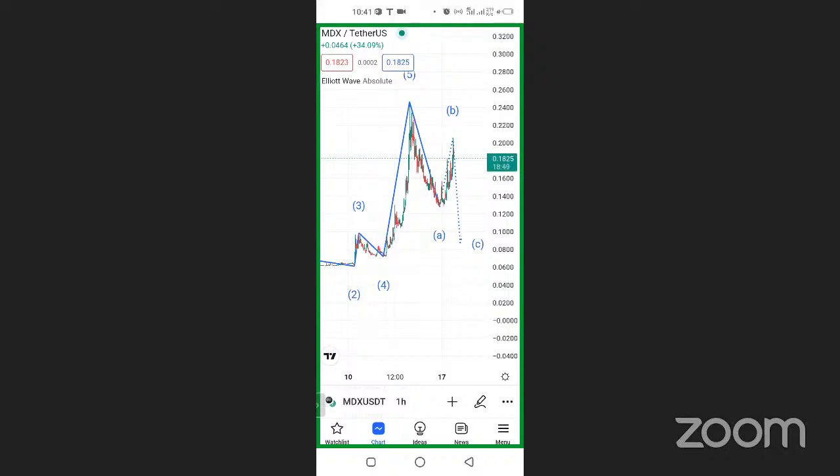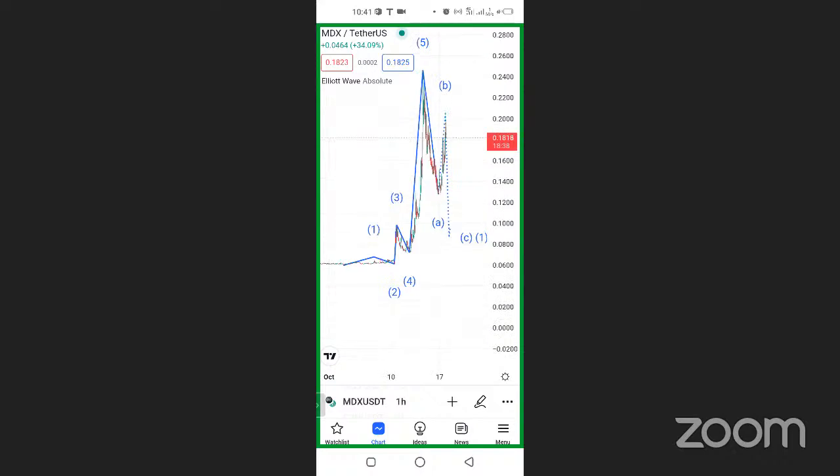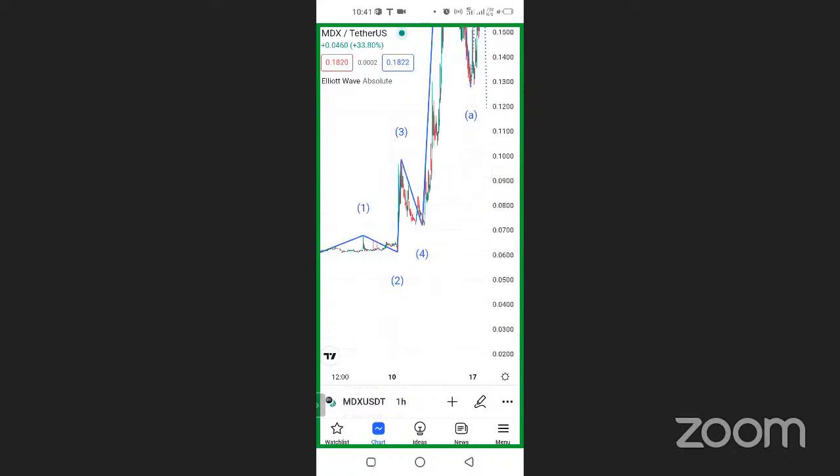So let us go to the last rule. Wave number 4 can never go beyond the 3rd wave. If this is wave number 4, like you see it down here, wave number 4 can never go beyond wave number 3. This wave here cannot come down back here, where it started from.